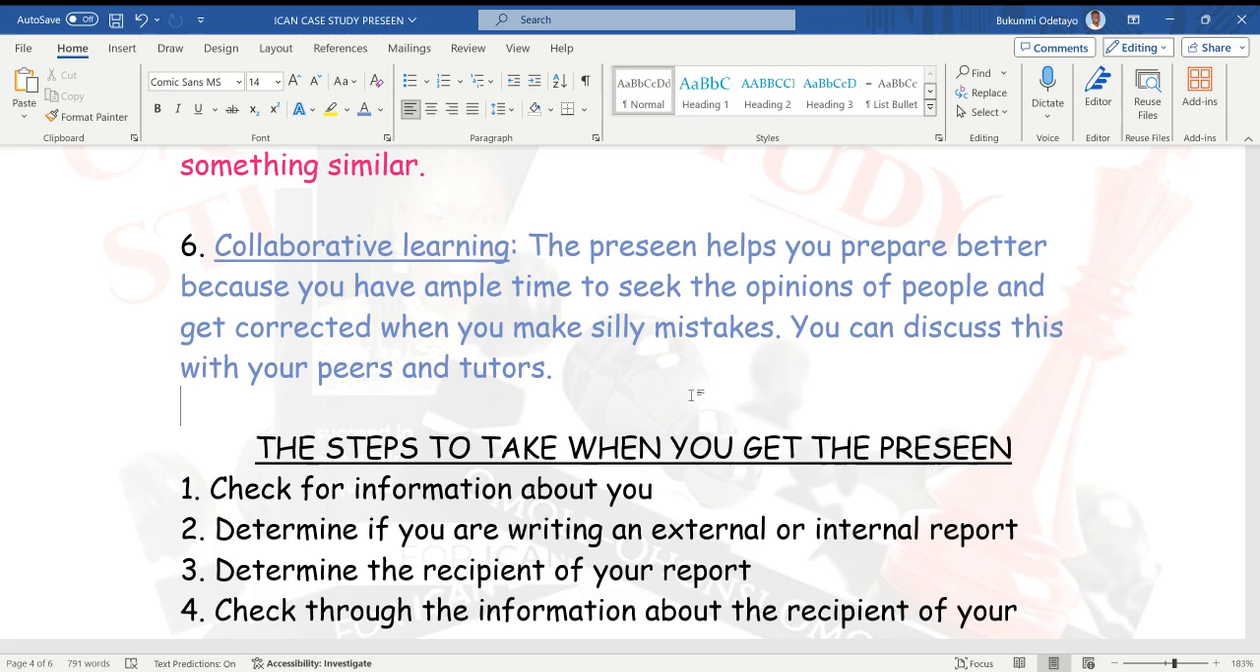And silly mistakes that you could have made if you were alone, like, oh my God, I didn't know I was supposed to add this. Oh my God, I didn't know I was not supposed to do this. All of that is eliminated to the barest minimum if you have the preseen. So that's just the benefit of the preseen, the importance of the preseen.